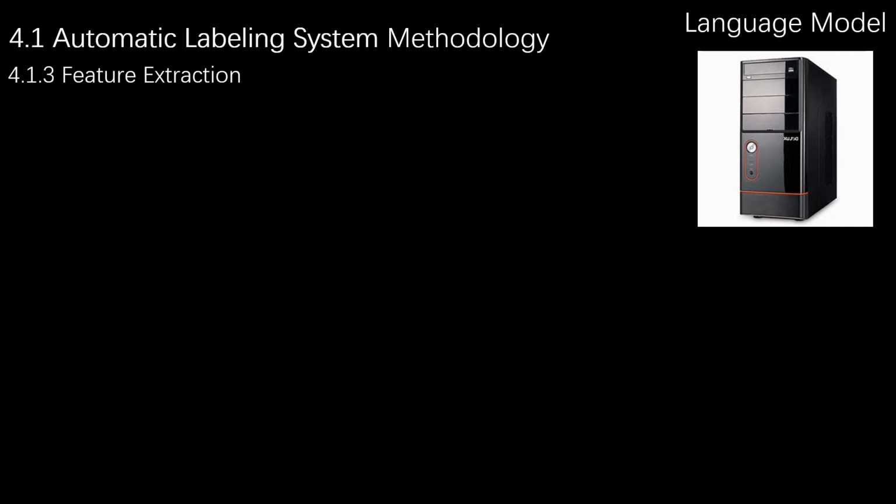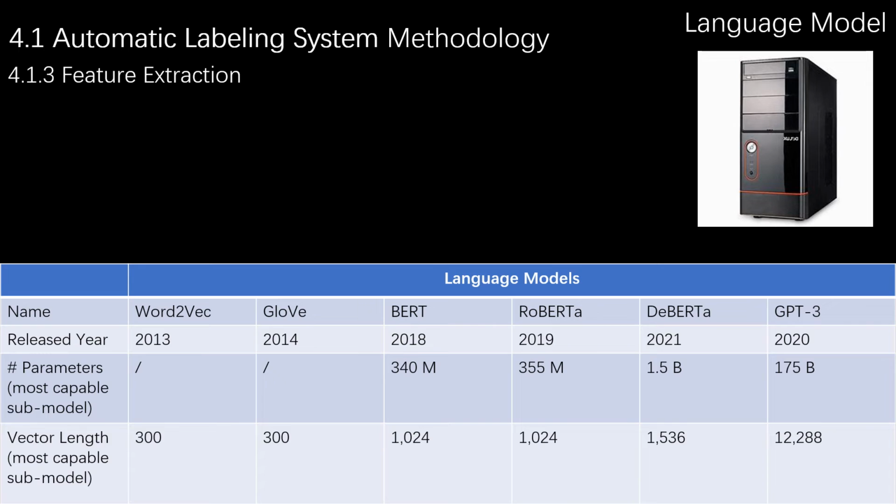In this thesis, we used 6 different language models, whose name, released year, number of parameters that the model contains, and the length of the numerical vector are shown in the table below. The number of parameters is another indicator of the model capability, where more parameters indicate a more complicated and more capable model. Also note that there are multiple submodels for each of these models, and we used and show the most capable submodel of each language model.